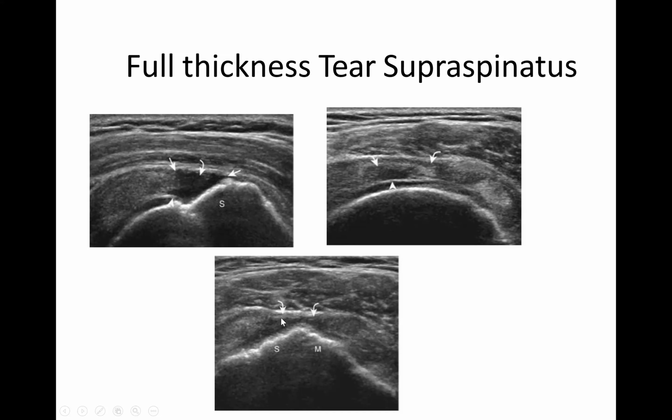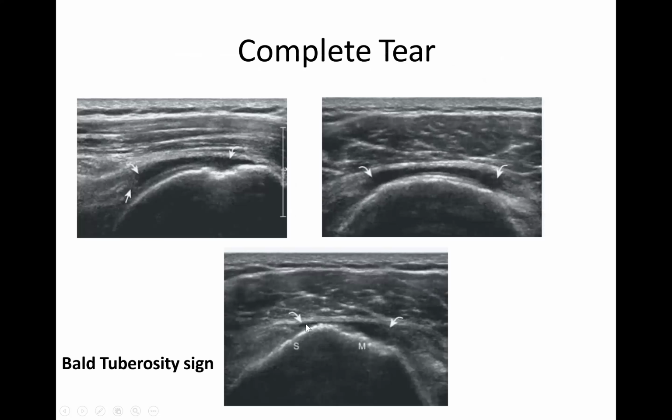At the level of the tuberosity, we can see the bulged tuberosity sign. We cannot see the end of the tendon. These are the pictures representing the complete tear of the supraspinatus tendon. The supraspinatus tendon is the most common tendon to be involved in the pathologies.